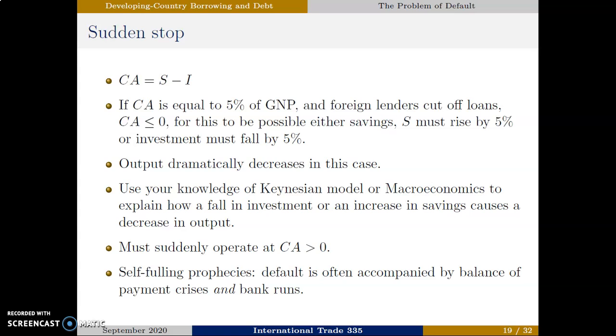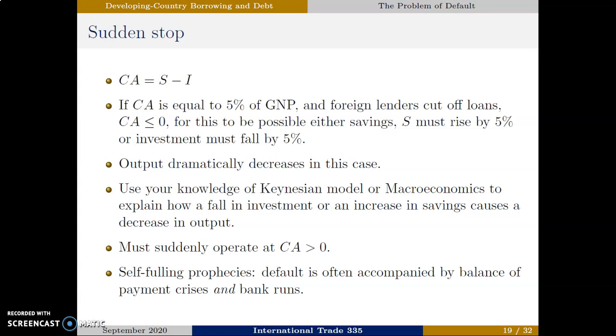Savings do not tend to change much over the long term, and this usually means that a sudden stop causes a dramatic decline in investment. But a change in savings will have the same effect. Remember, more savings means less consumption. This causes a dramatic decrease in output. Use your knowledge of macroeconomics to ensure you know how this mechanism works.